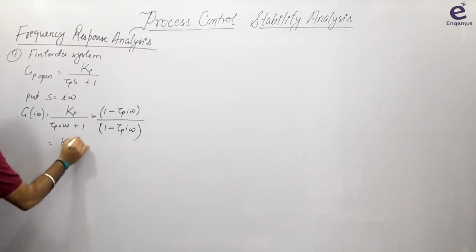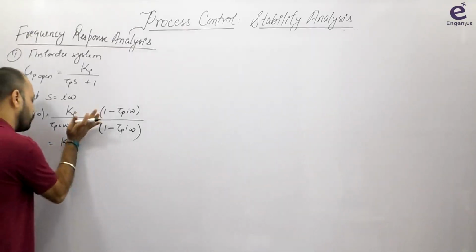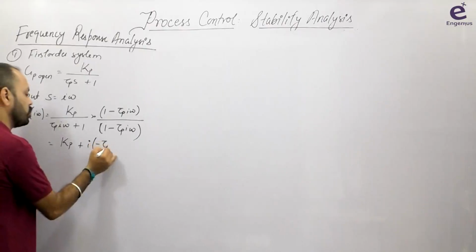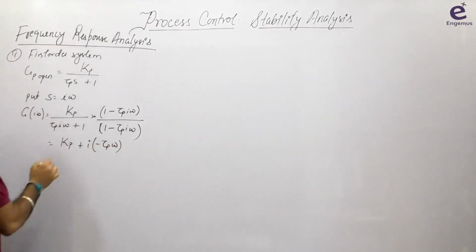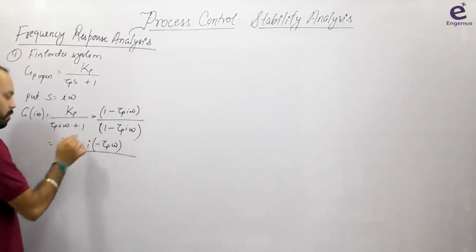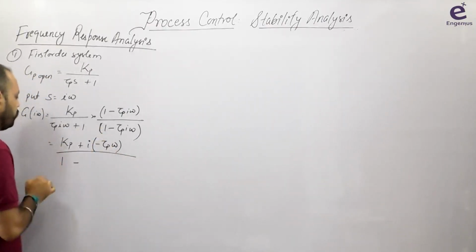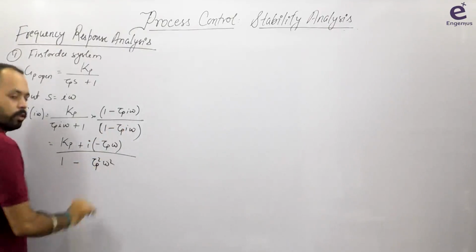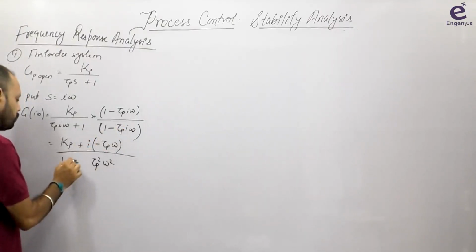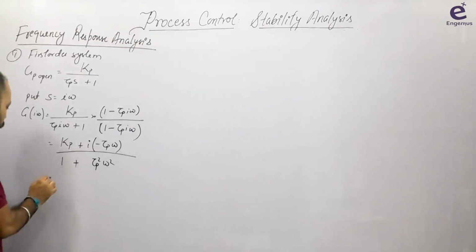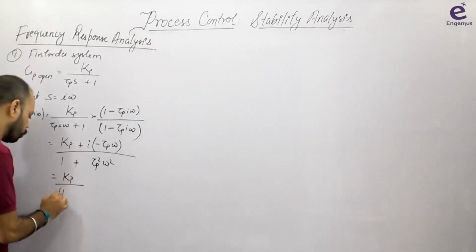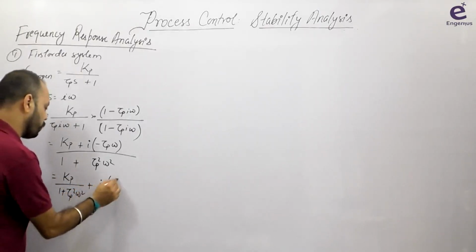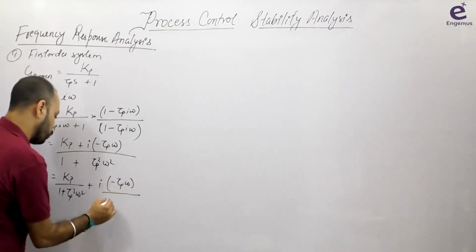This becomes Kp into, or let us write it like this, Kp minus Kp plus iota into minus tau p omega. Is it right? Yes. And then divided by a minus b, a plus b, so a square minus b square. What is minus b square? Tau p square omega square, and iota square becomes minus, so it is plus: 1 plus tau p square omega square. Now I can write this equation as Kp by 1 plus tau p square omega square plus iota into minus tau p omega divided by the same 1 plus tau p square omega square.